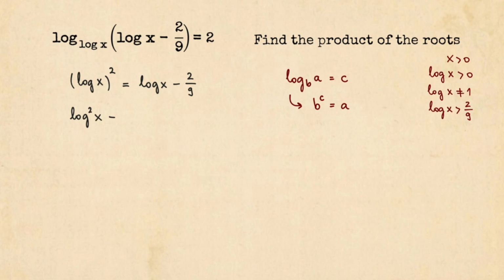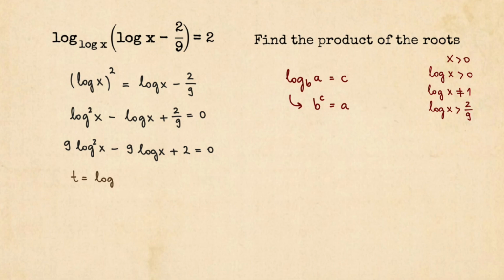This now turns into a quadratic equation. Let's move everything to one side and simplify by removing the fraction. We'll multiply the entire equation by 9. To solve this, we will use substitution where t is equal to log x. This gives us the quadratic 9t squared minus 9t plus 2 equals 0.